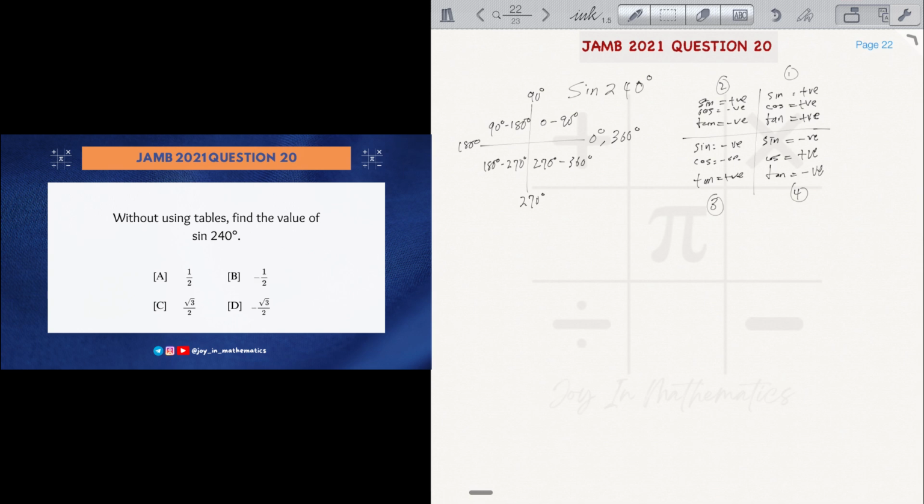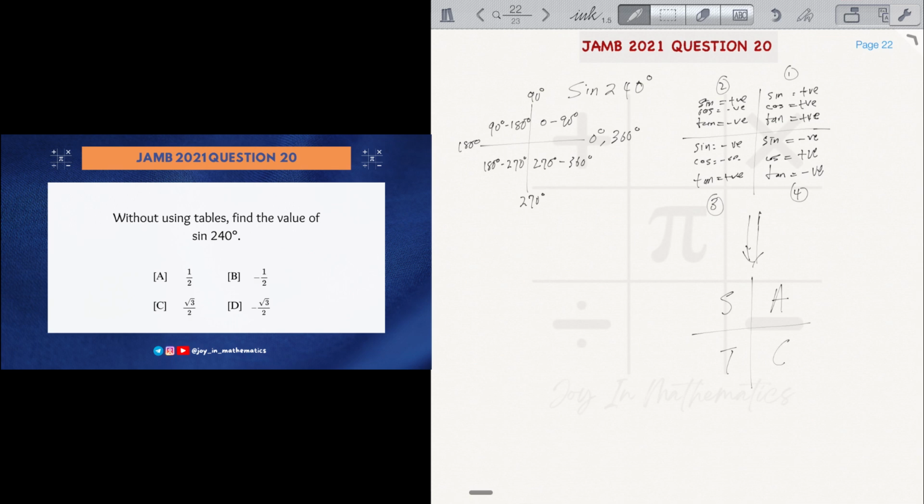So with this, we can interpret this to give us, in the first quadrant, all is positive. In the second quadrant, only sine is positive. In the third quadrant, only tan is positive. And in the fourth quadrant, only cos is positive.